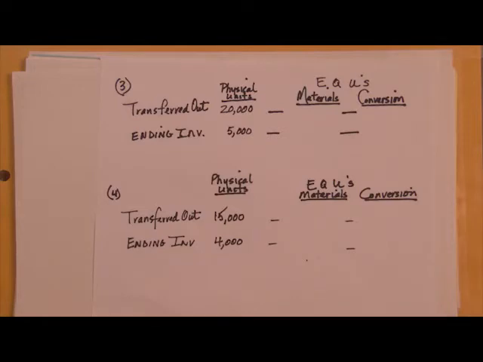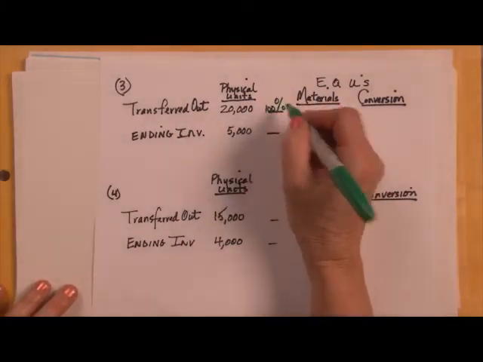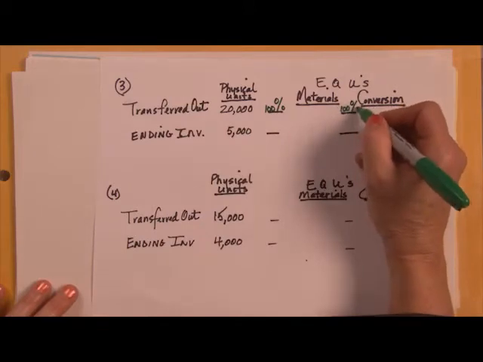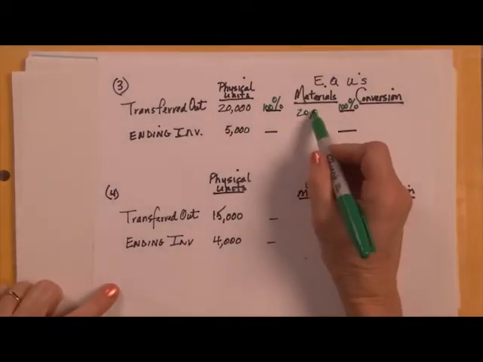Now, it's very important that you recognize that if we're saying we transferred units out, they're always going to be 100% complete, or they wouldn't be transferred out. So the transferred out calculation for equivalent units is always very, very easy.